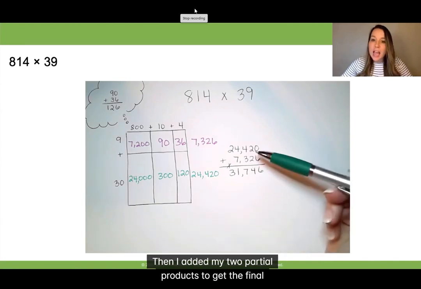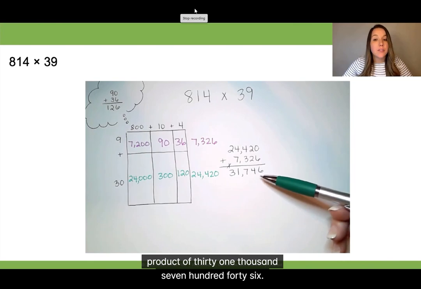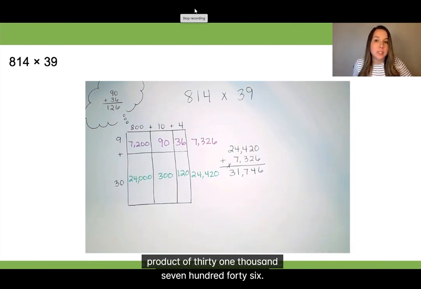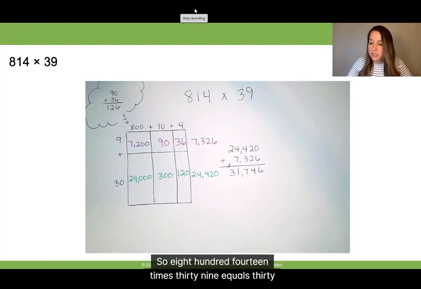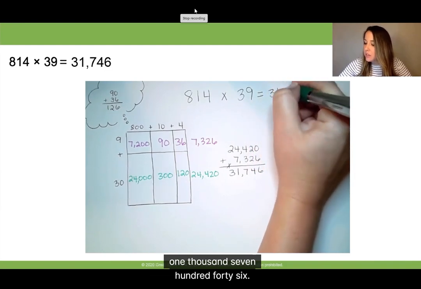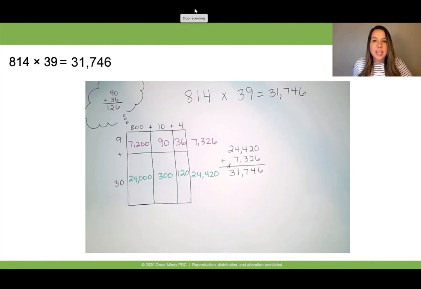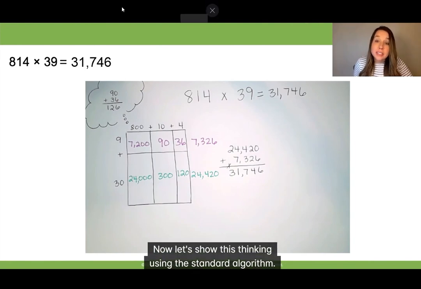Then I added my 2 partial products to get the final product of 31,746. So 814 times 39 equals 31,746. Nice work. Now let's show this thinking using the standard algorithm.